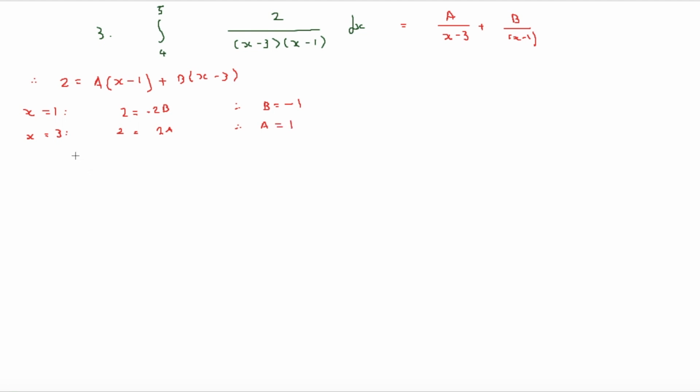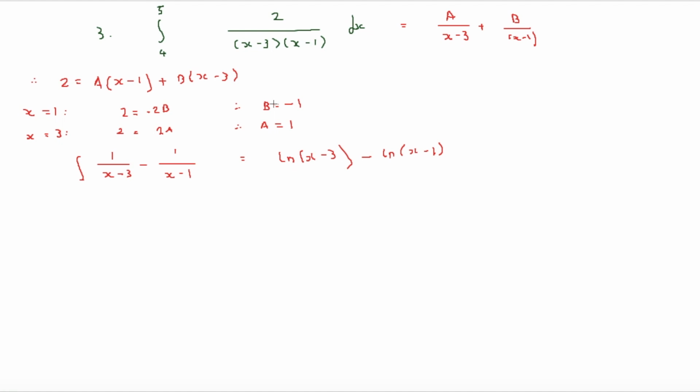So now what we have is integrating 1 over x minus 3 minus 1 over x minus 1. So that is therefore going to be equal to ln x minus 3 minus ln x minus 1. And then we don't need a k, sorry, because we have limits in here.